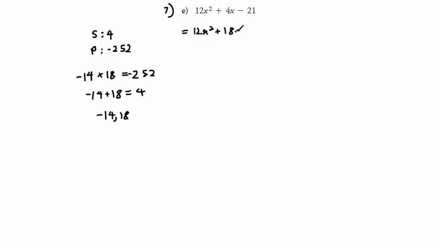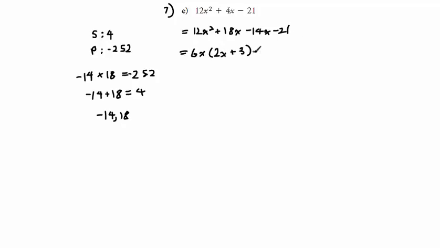Plus 18x minus 14x minus 21. Notice that this line is exactly the same thing as this line because 18x minus 14x equals 4x. So let's factor. From the first two terms, we can factor out a 6x. And then we're left with, 6x goes into 12x squared how many times? It goes into it 2x times. And then 6x goes into 18x 3 times.